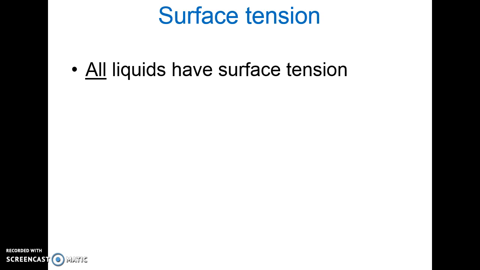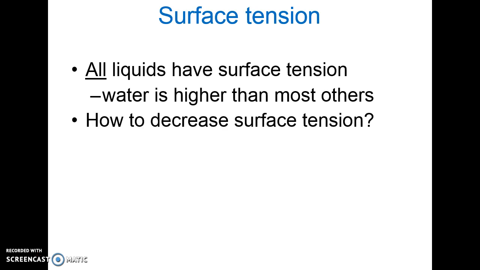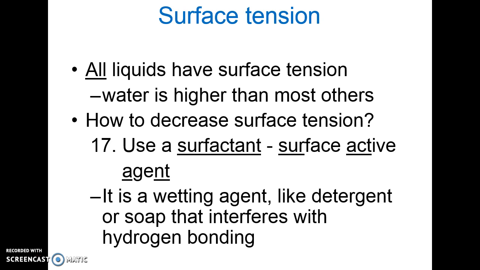All right, all liquids have some type of surface tension. Water, though, is higher than most others. But what if I want to decrease the surface tension? What am I going to do? I'm going to use a surfactant, which is a surface active agent. What is a surfactant? It's a wetting agent like detergent or soap. And what does that do? It interferes with the hydrogen bonding. That's why we have to put soap in the washer, or soap when we wash dishes.